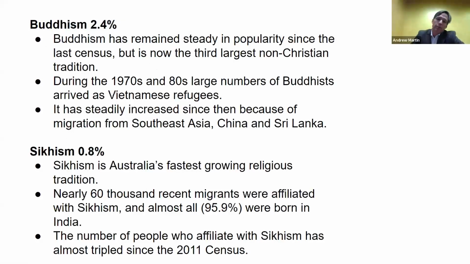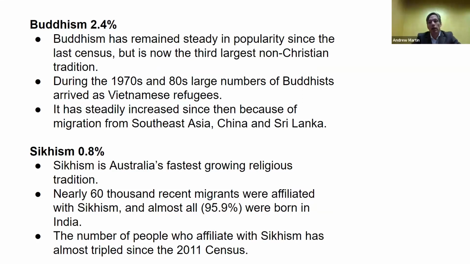It's, as I said before, been overtaken by Hinduism, so it's now the third largest. During the 70s and 80s, this was a time of rapid growth in Buddhism. We talked about the Vietnam War and the refugees that came to Australia as a result of that. And Buddhism, again, has been growing since then. You can see some of the source countries there.